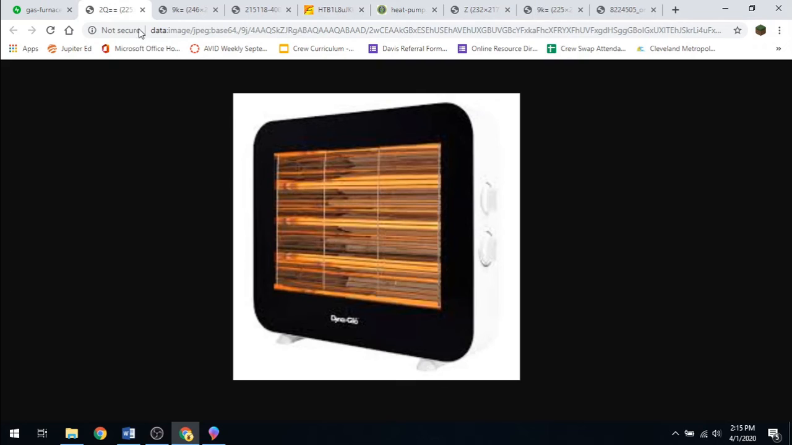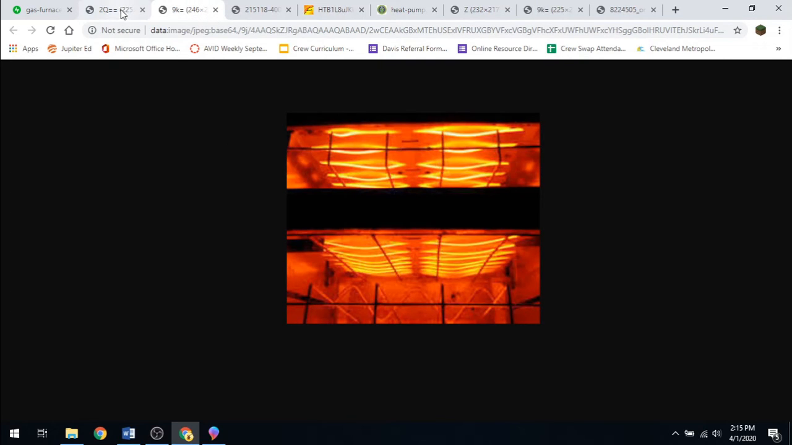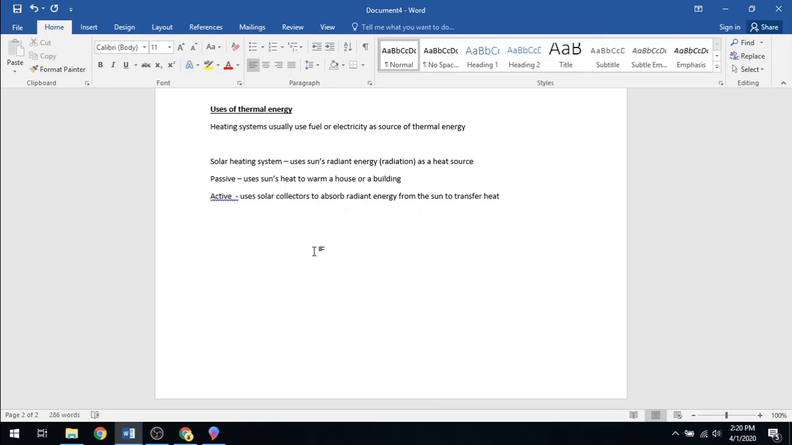That's also why you don't want to stick a fork or a piece of metal down into a toaster or an electric heater, because the electricity could pass into you instead of through the wire. And that is usually not good. Oops. Okay, a couple other examples.